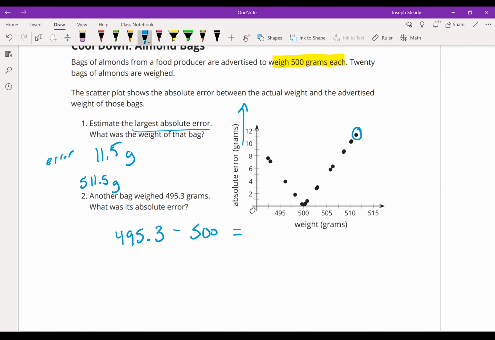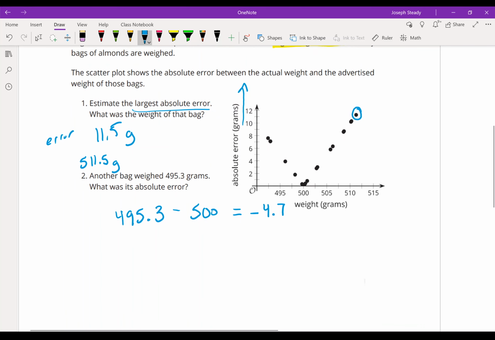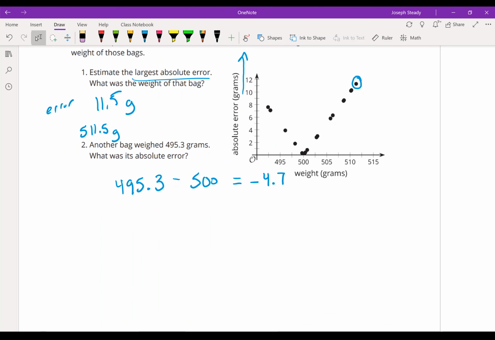So I'll do that subtraction problem. And if I do that subtraction, I'm going to get negative 4.7. Now remember, absolute error is not going to be negative, though. It's always positive. So my absolute error, I now have to make this positive. It's going to be 4.7 grams as the absolute error. And there's a second part of our problem answered.